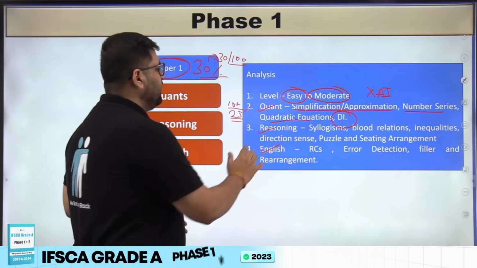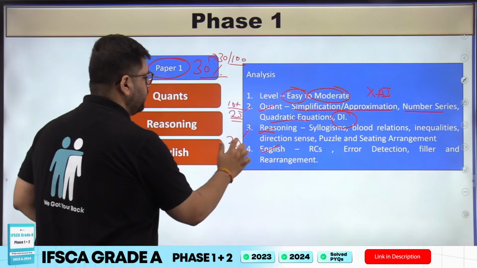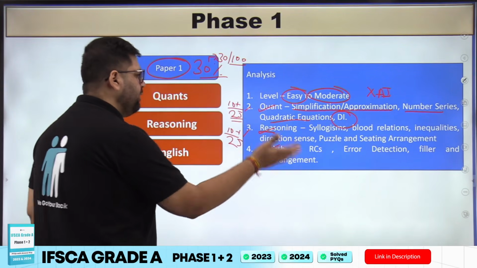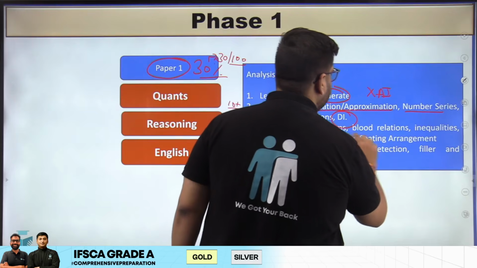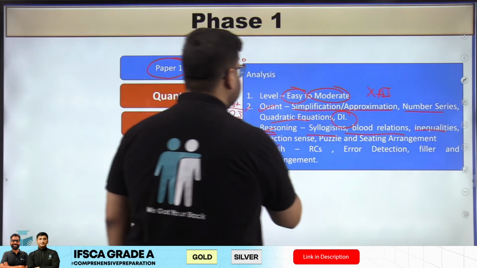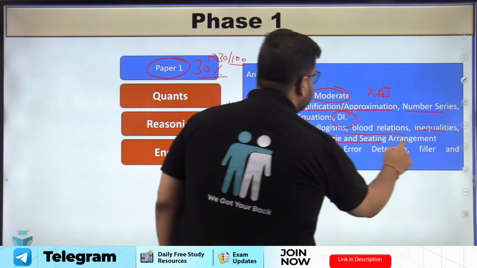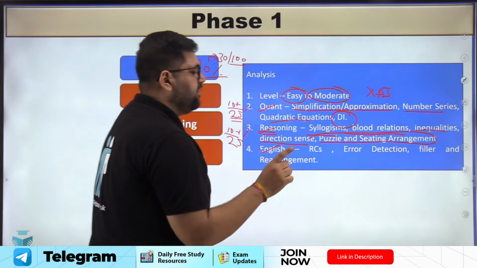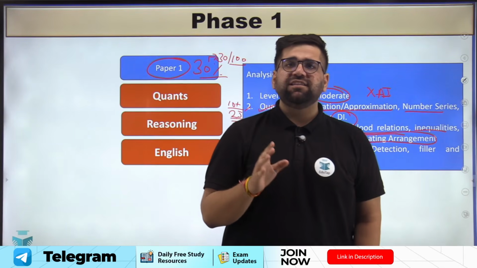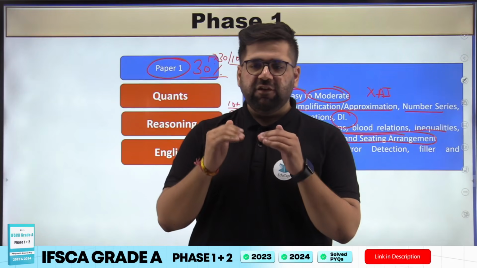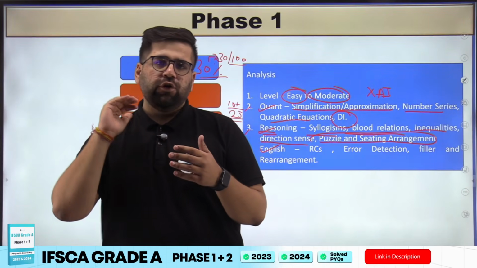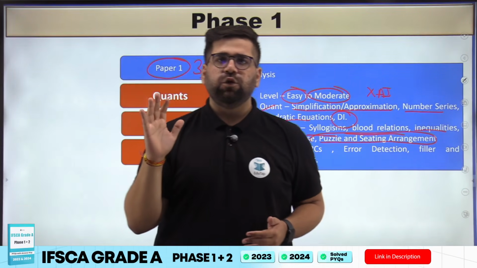The next section is reasoning. Again, you have 25 questions. Target 10 plus or 15 plus depending upon your aptitude. The most important topics are syllogism, blood relations, inequalities, direction sense. Puzzles and seating arrangement are also asked, but remember, this is not RBI level. Puzzles and seating arrangement over here are basic to moderate. By basic, I mean level 1 or level 2 at max. You do not have to solve that much difficulty level over here.